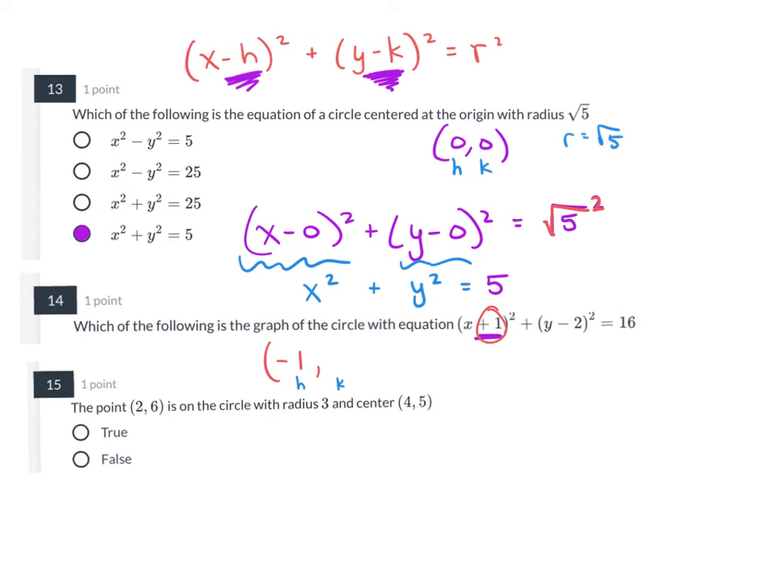Negative 1. So there's your h. Now let's find the k, the other coordinate of the center. Well, since that says y minus 2, remember, you got to put the opposite. So put a positive 2. So our center is negative 1, comma 2. Just think, it's the opposite. Think opposite.